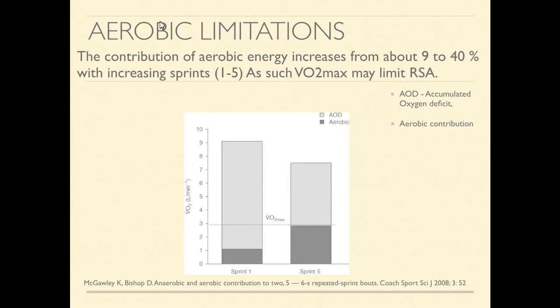Intriguingly enough, in this study they did 5 6-second sprints, and what they saw is that the contribution of aerobic energy from sprint 1 to sprint 5 went from 90 to 40%. That means 40% of the energy they were using after the 5th sprint was from aerobic energy, and it keeps going up and up after that, which is surprising to many, but the point is the more you sprint, the more you're relying on aerobic capacity.